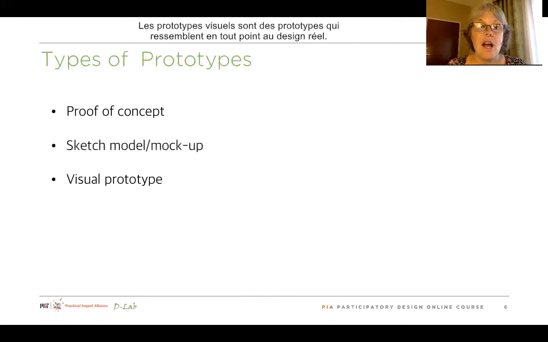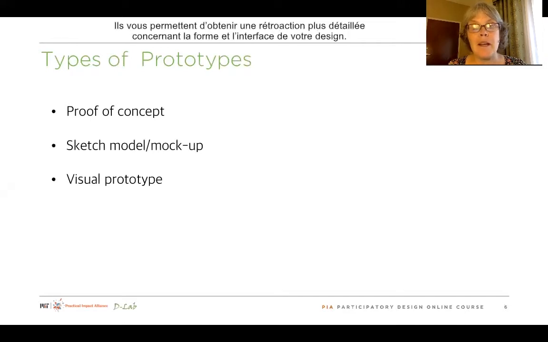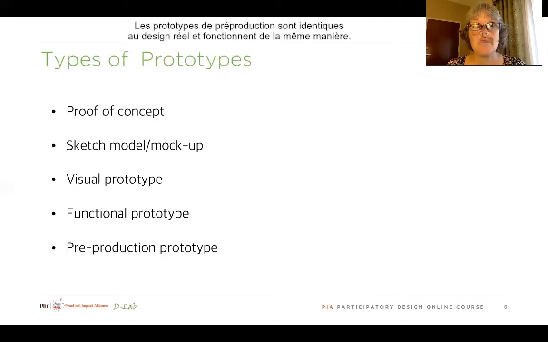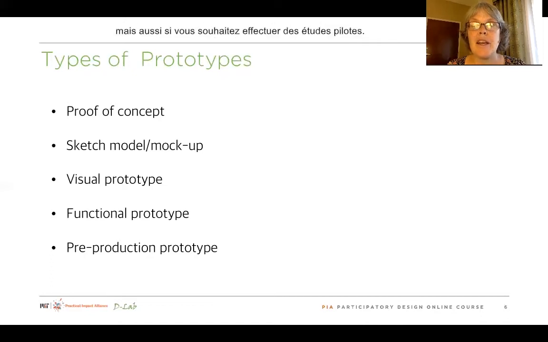Visual prototypes are prototypes that look just like the real thing, and they allow you to get more detailed feedback about the form and interface of your design. Functional prototypes work just like the real thing, and they allow you to test the performance of your design. Pre-production prototypes look like and work like the real thing. They're very useful as you work out the details for how to manufacture your product, and also if you want to do pilot studies.